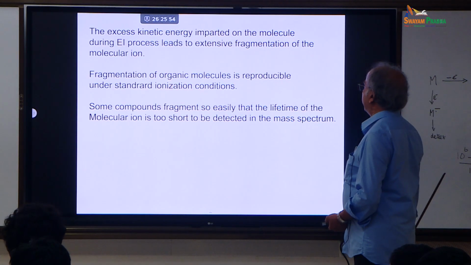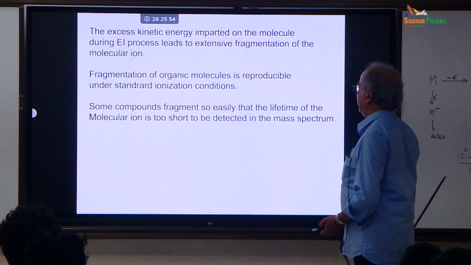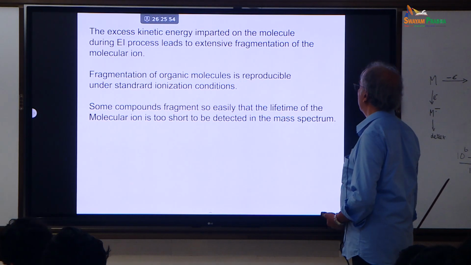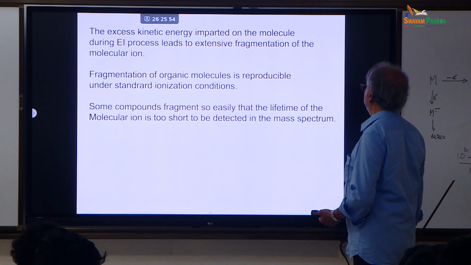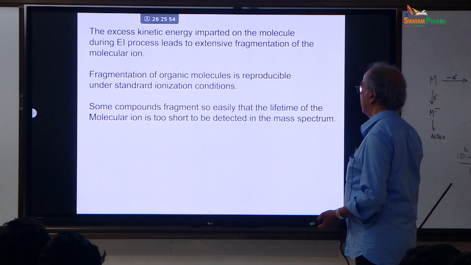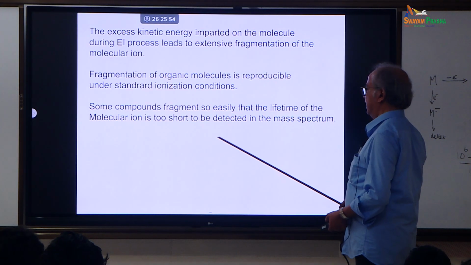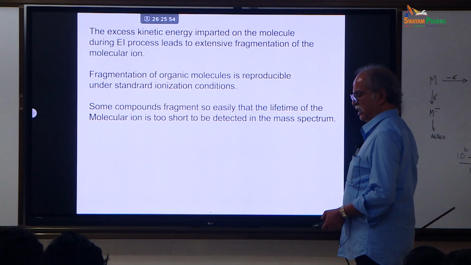The excess kinetic energy imparted on the molecule during the electron ionization process leads to extensive fragmentation of the molecular ion. Fragmentation is useful because it allows you to analyze the molecular structure of the compound.